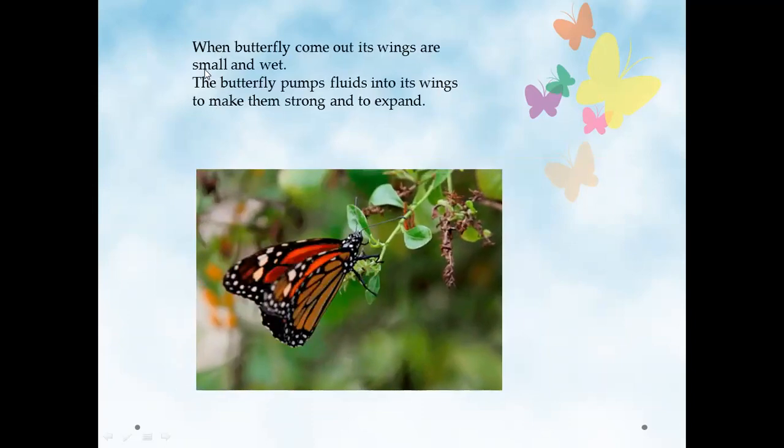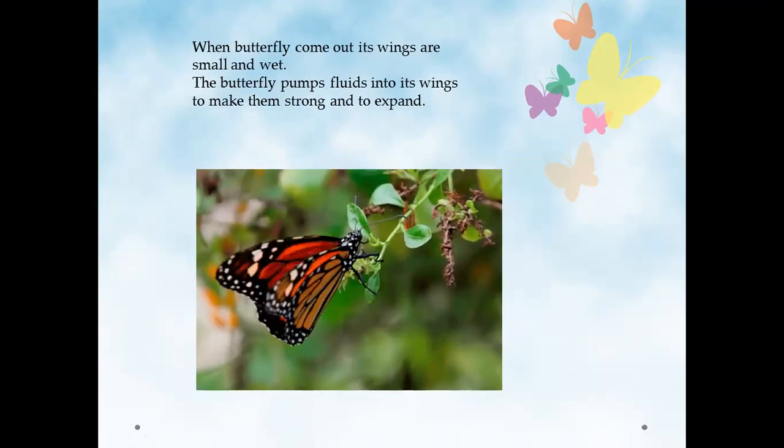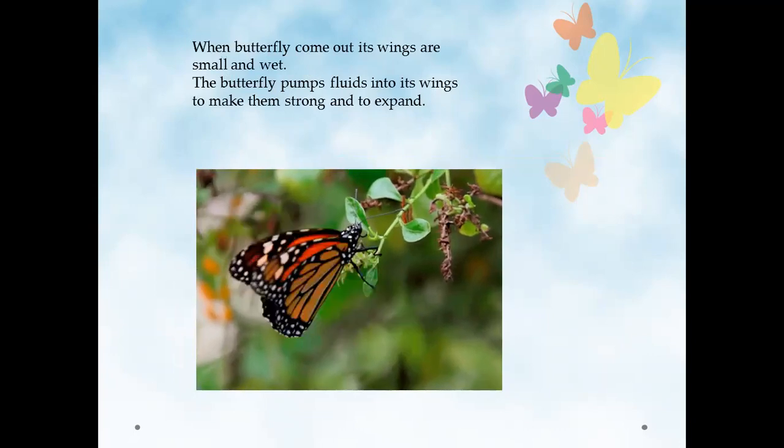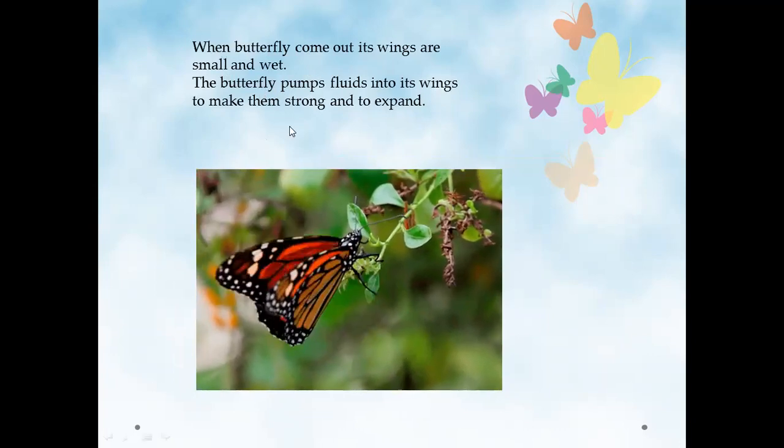Now what happened? A butterfly comes out, its wings are small and wet. Its wings are small, so the butterfly pumps fluid into its wings to make them strong and to expand. At this stage, when the butterfly comes out from the protective layer, its wings are small and wet. The butterfly pumps fluid into its wings to make them strong and to expand.